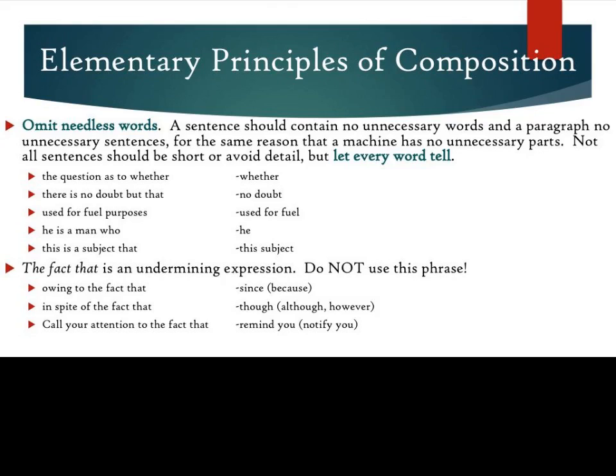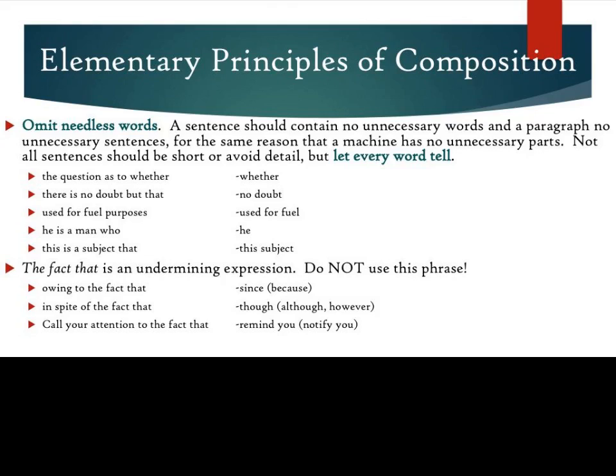Owing to the fact that. Just simply say since or because. In spite of the fact that. Just say though, or although, or however. That indicates some type of opposition, or instead of this, okay? Call your attention to the fact that. Well, instead of saying all of that, it's better to say, let me remind you, or this is to notify you, and fill in the blank.